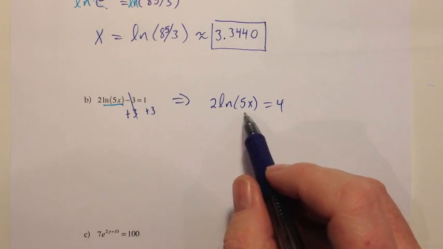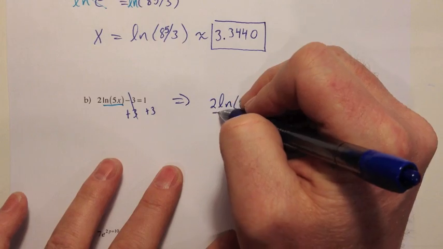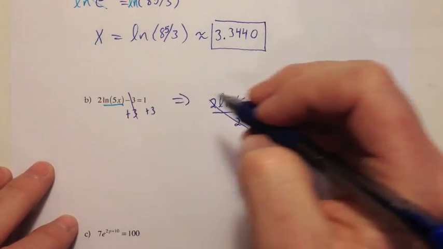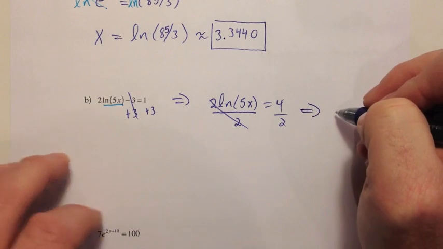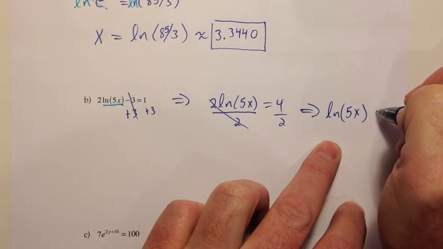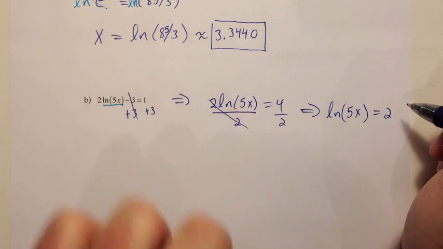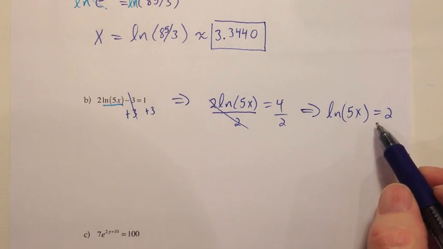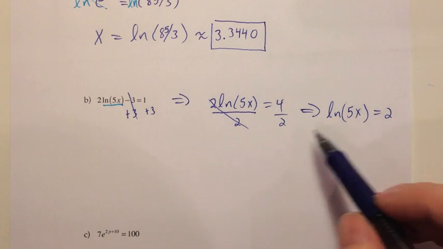Still trying to get that log by itself, so I want to get rid of that 2. So divide both sides by 2. So those cancel out. And now I have the natural log of 5x equals 2 by dividing, simplifying there. 2 goes into 4 twice. So at this point, I'm kind of stuck as far as working with the logarithm.